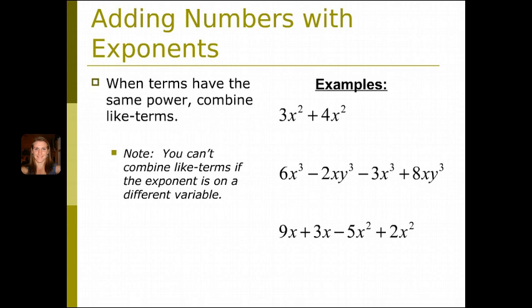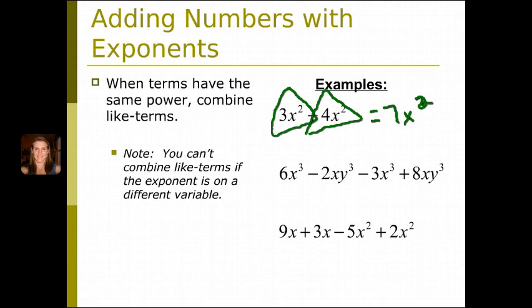So many of you have seen your teachers draw shapes to show you to combine like terms. 3x squared plus 4x squared equals 7x squared. You just add your coefficients and you keep your variable and exponent the same, and that's supposed to be squared.